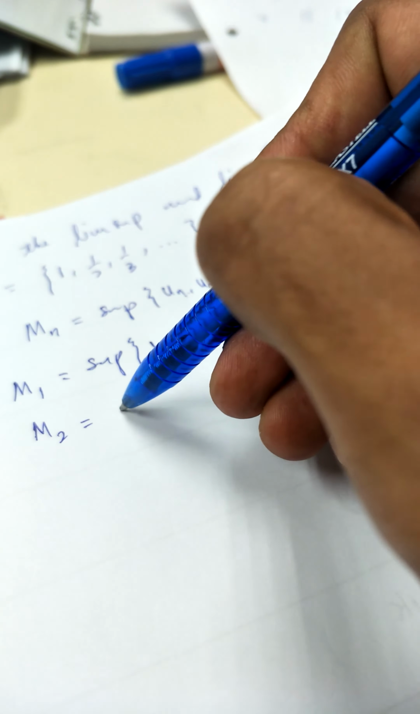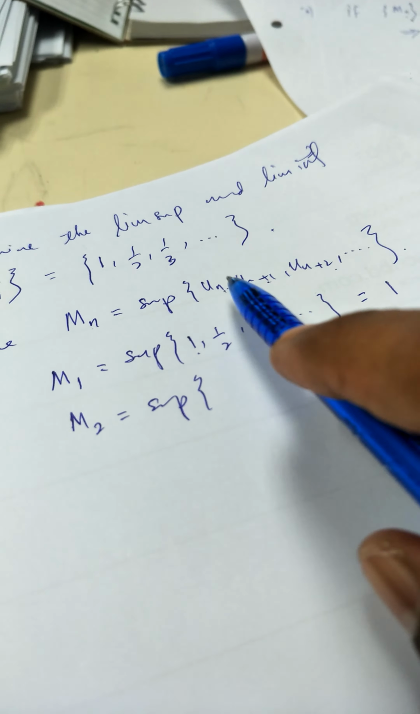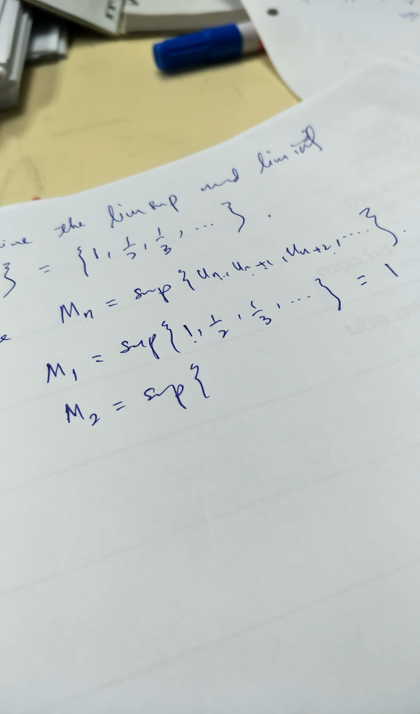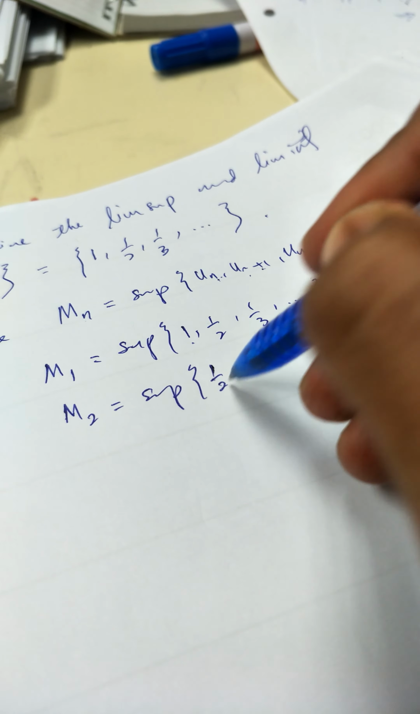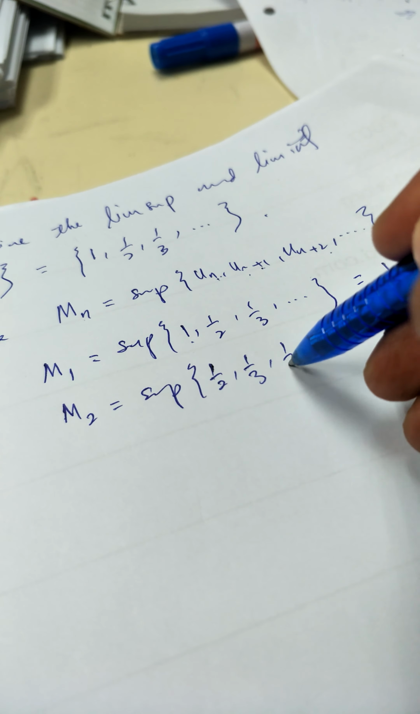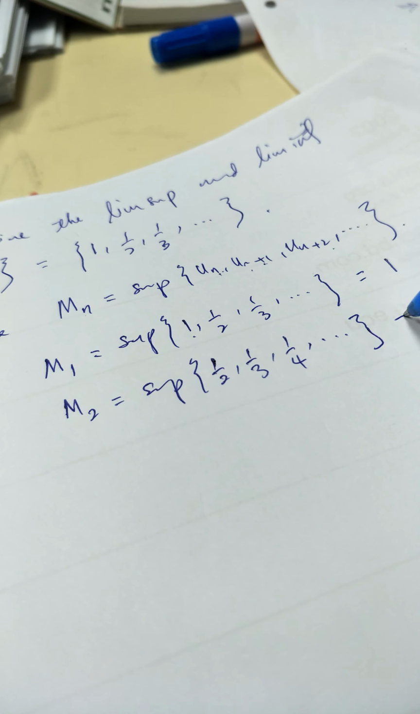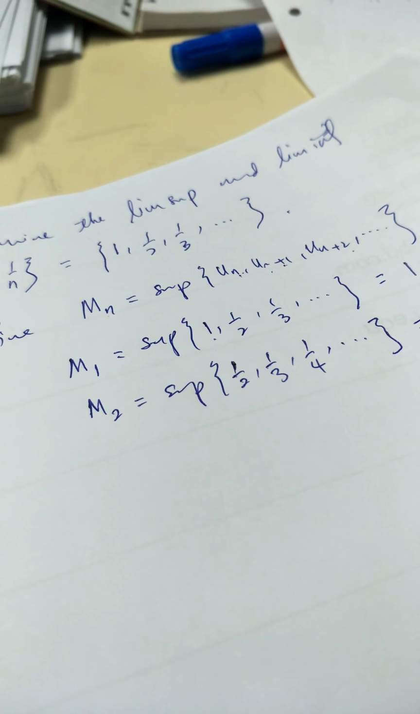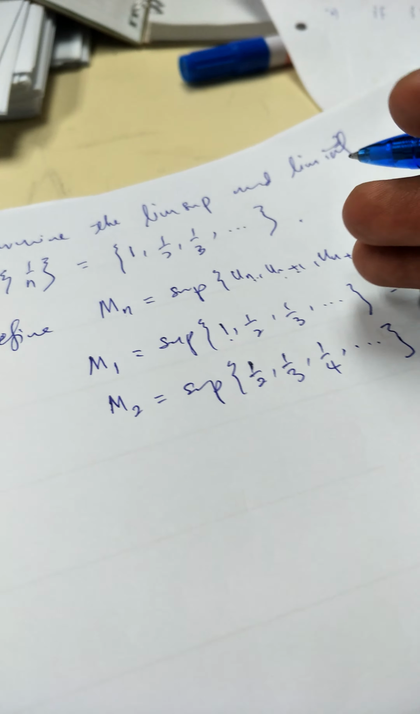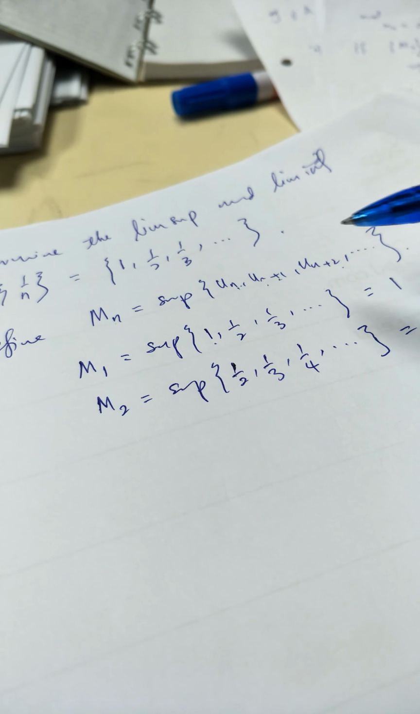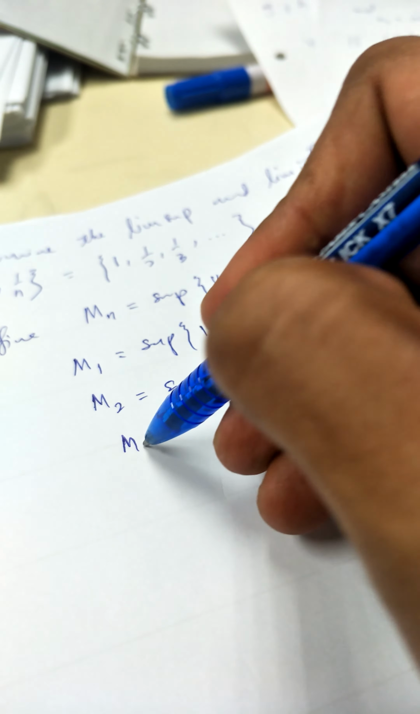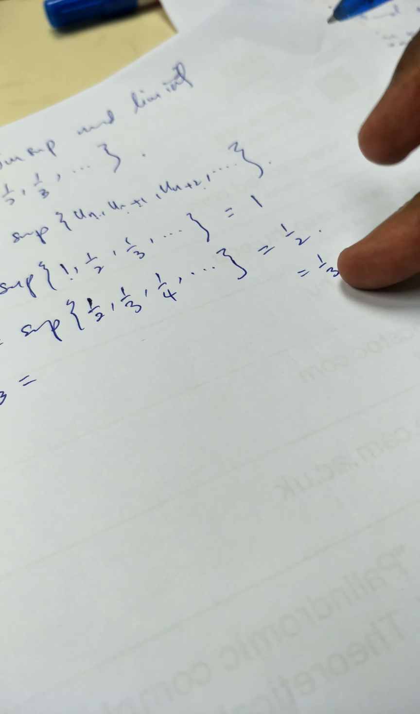So you choose M2, this is the supremum of, look at our definition here, n begins with 2. So we need u2, u3, u4, and so on. Our u2 is half, 1 over 3, 1 over 4, and so on. So the biggest among these is half. Okay, so you can proceed until you can find a general form of M_n. If you choose M3, this will give you 1 over 3. So you can see the pattern there.